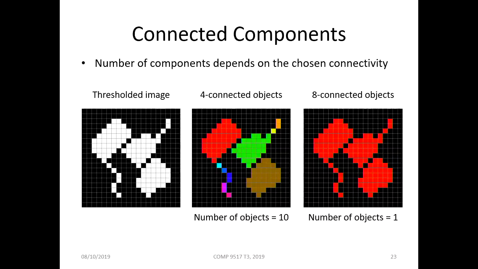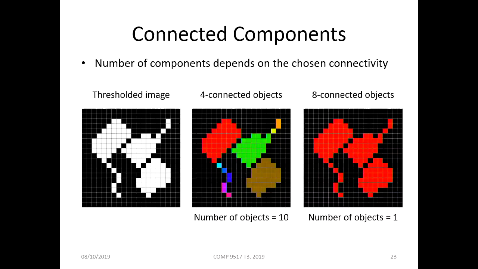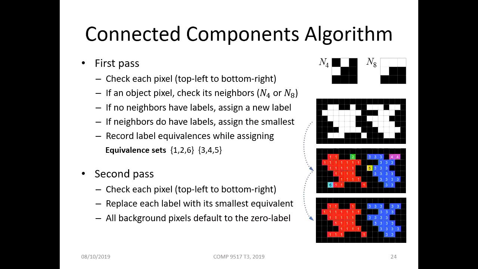So this is something to keep in mind. So how does this work, this labeling that I'm showing here, this colored labeling? This is called the connected components algorithm. I want to briefly go through the steps because it's a very clever algorithm that was published a long time ago.